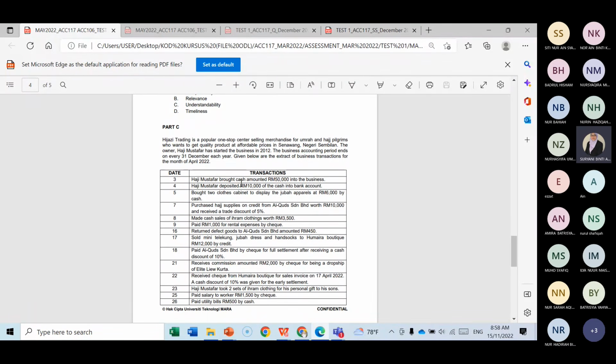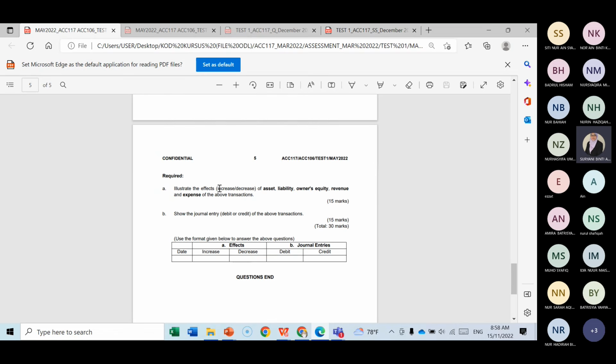So you will be given a list of business transactions, a maximum of 15 transactions overall, and you have to answer the following questions. First, you have to identify the effects, either increase or decrease, in the following accounting components that are assets, liabilities, owner's equity, revenue, and expenses. And then followed by preparing the journal entry, the debit and credit entry for each of the above business transactions. The total marks for part C is 30 marks. Overall, you will have 50 marks for test 1.